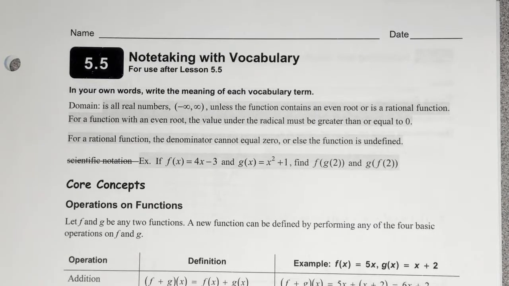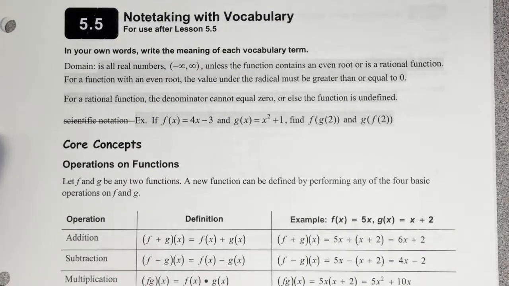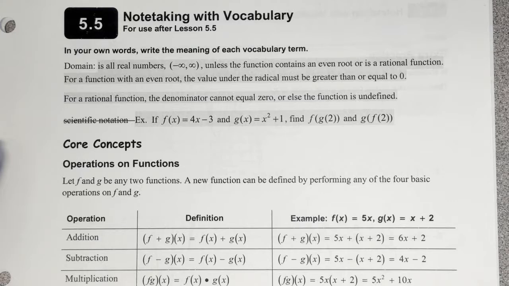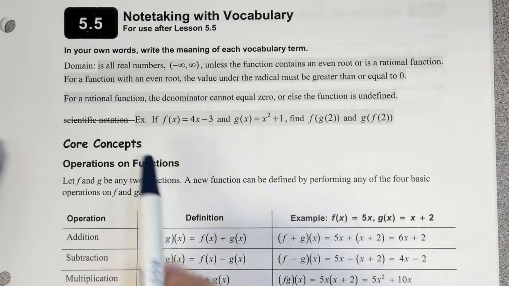Okay, guys, so we're in our student journal. It's section 5.5. We're on page 145. Some things we're going to be talking about: domain, the domain of functions. I keep talking about that with radicals.